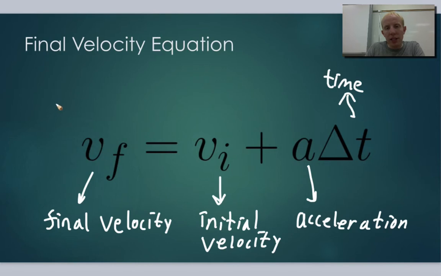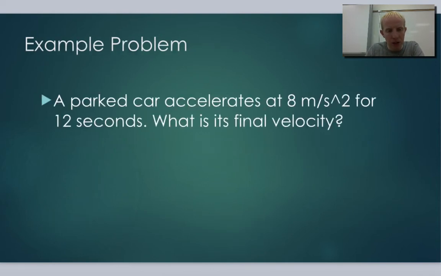So let's look at an example problem where you're going to need to use this version of the equation as opposed to the other version of the equation. For example, let's say a parked car accelerates at 8 meters per second squared for 12 seconds. What is its final velocity? Again, looking right here, you can tell you're going to use the second version because it's asking you for the final velocity, not the acceleration.